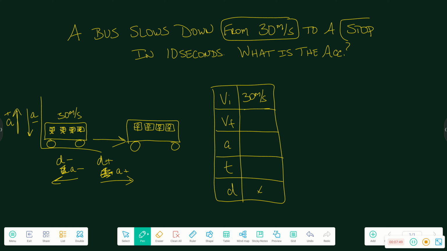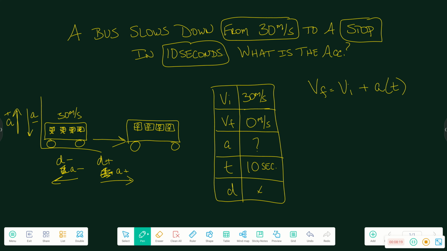What's its final velocity? What's it coming to? It's coming to a stop. Okay, so that's 0 meters per second. What are you solving for? Acceleration. And then your 10 seconds is your time. Okay, again, you don't have distance, so you're going to use the same equation that you used last time, which is VF equals VI plus AT. Okay, final velocity is 0. Your initial velocity is 30 meters per second plus A times 10 seconds.